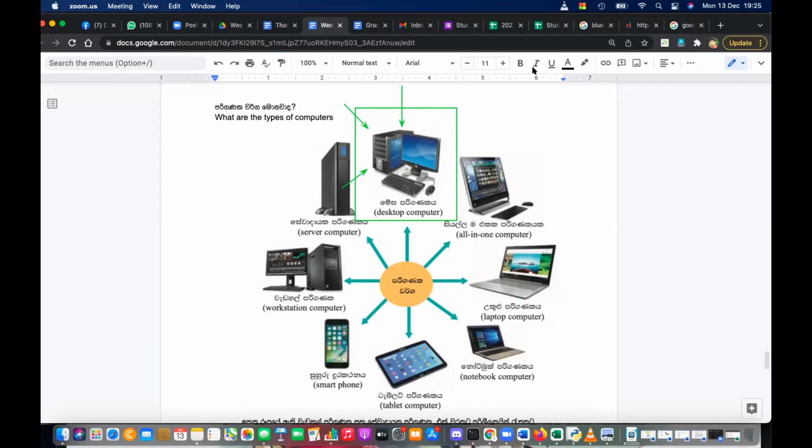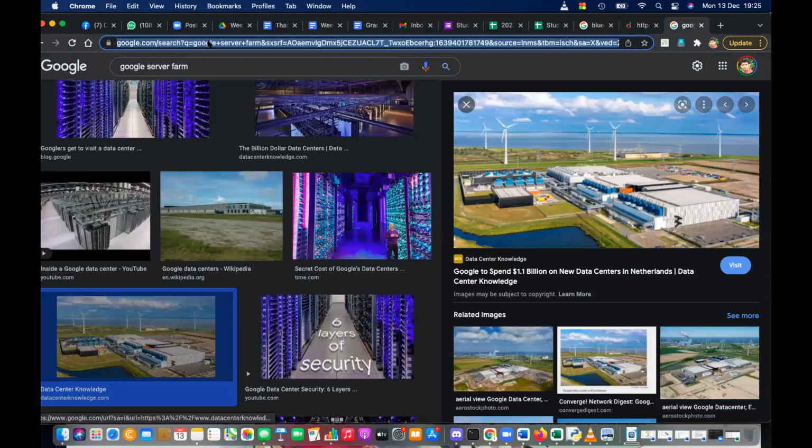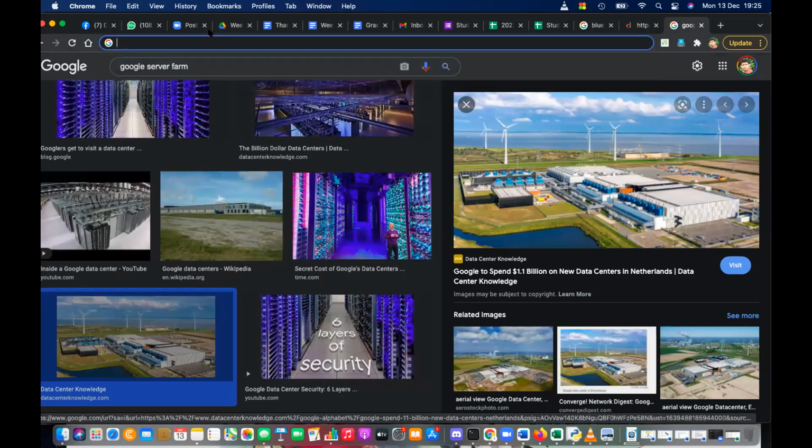Okay, let's see. Let's try to create Sasiru's computer now. And I'm going to give you a small website. So yeah, you can just calculate this.